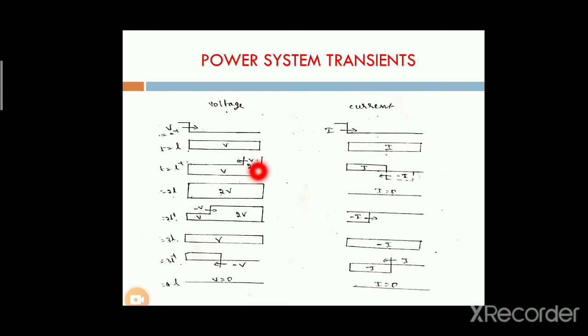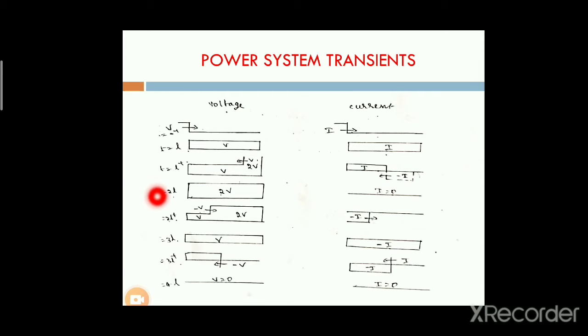This is the raised voltage when the traveling wave is transmitted over the length L plus. This is the current at time t equal to L plus, and after the receiving end is open circuited, that current is minus I.